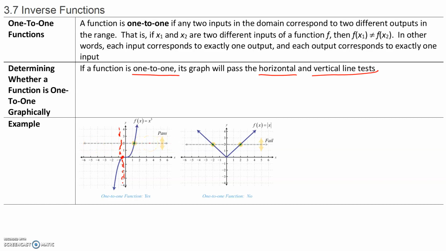a one-to-one function. Whereas the second graph, the horizontal line hits the graph in two different places, meaning that this y value has two different x values, or the same output has two different inputs. Therefore, this is not a one-to-one function.